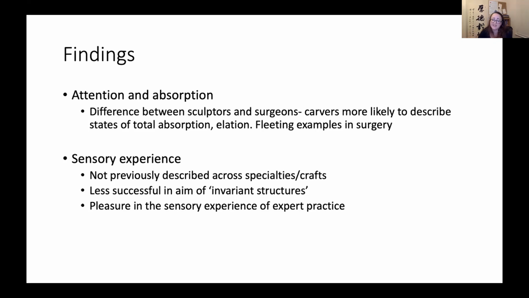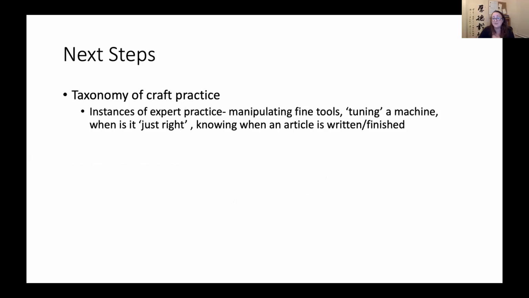So we've already fed that in, especially while in COVID times being offline and doing training, to see whether we can get trainees to talk about that sensory experience and how they find pleasure in it. So that's heartening. The next step for us is we're considering a taxonomy of craft practice. So finding these instances of expert practice, such as manipulating fine tools, tuning a machine, and talking about knowing when something is just right, and really understanding a bit more about how we make judgments based on physical experience, sort of situated judgments.